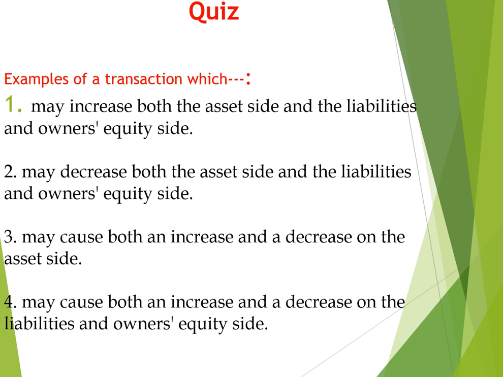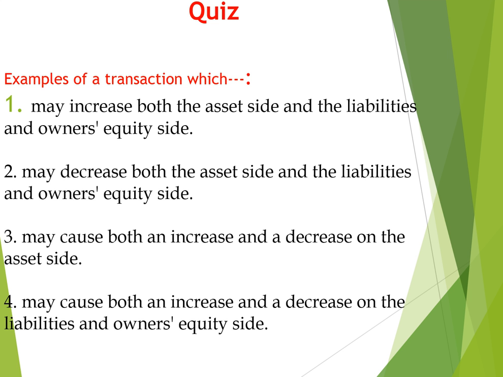The first transaction which I gave you was that you have to think and give the answer of a transaction which may increase both the asset side and the liabilities and owner's equity side. Now think of it. It's very simple, right? Initially, when you start your business, you need capital. That capital you fund through cash or any other fixed asset. So that transaction is cash to capital. Your cash is increasing in business, plus your capital is also increasing.